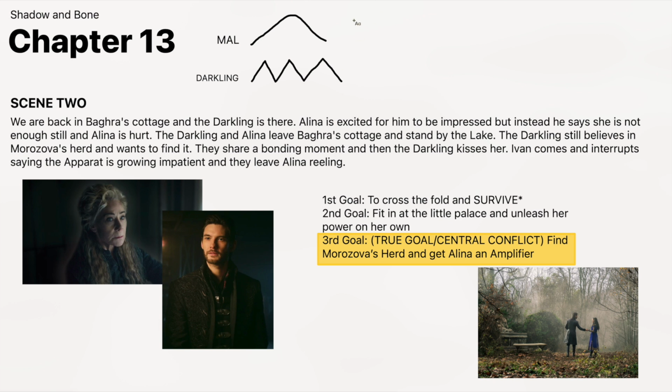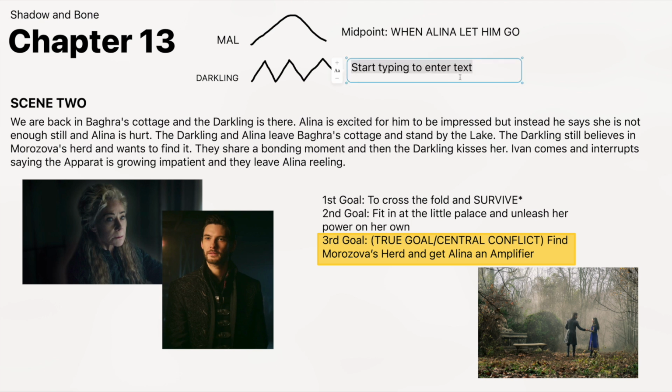For Mal's love story, we have been on this journey where Alina was holding on to him, right? The midpoint of their relationship arc was when Alina let him go. This was a turning point. This was a huge revelation for her. She had to let Mal go. The midpoint for the Darkling's relationship is this scene where Alina and the Darkling kiss.